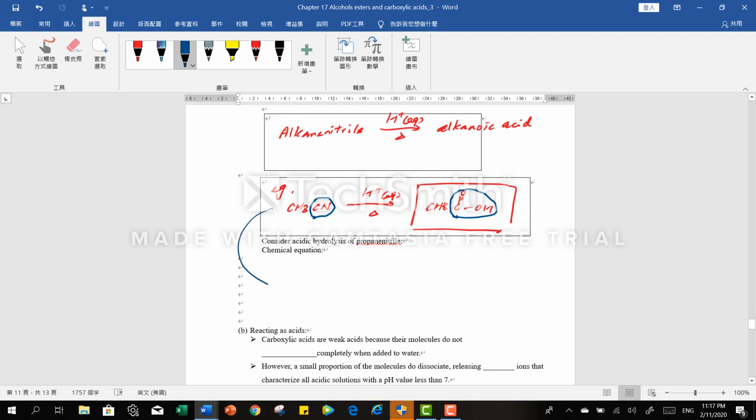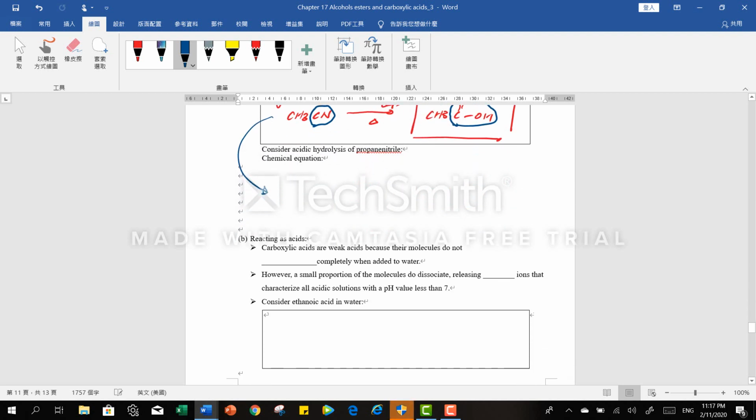Okay, hold. Oh, there is a chemical equation. Can you write this? And you can also write a general one here. So COOH, okay? Carboxylic acids are weak because their molecules do not fully ionize. Or you can use the word dissociate. They are the same. When added to water to form hydrogen ion, you can add this into the notes. However, a small proportion of the molecules do dissociate, releasing hydrogen ions, right? That characterize an acidic solution with a pH value of less than 7.